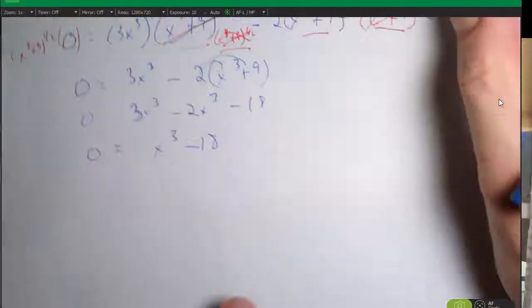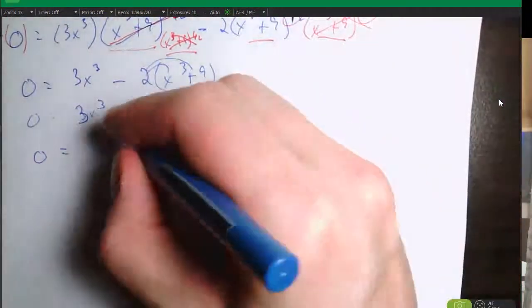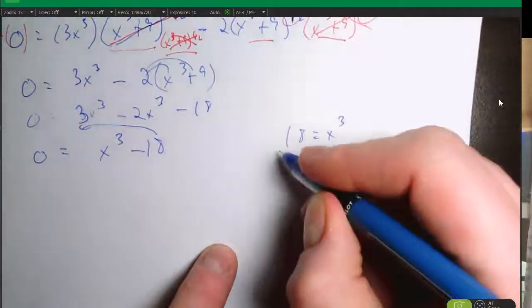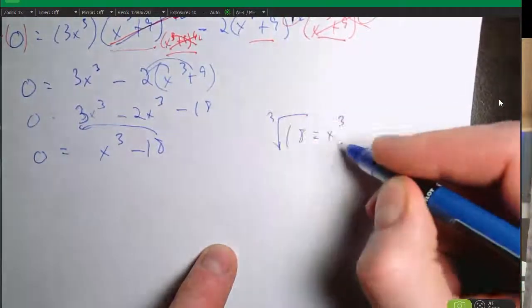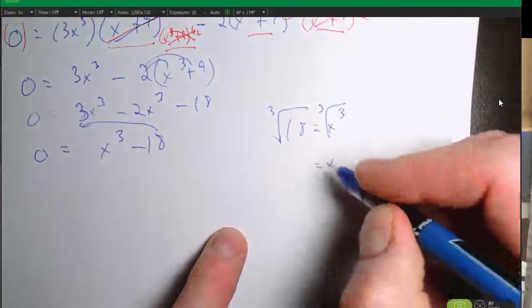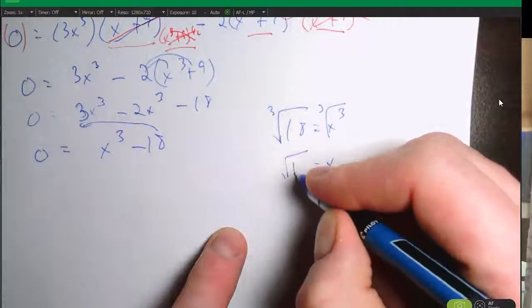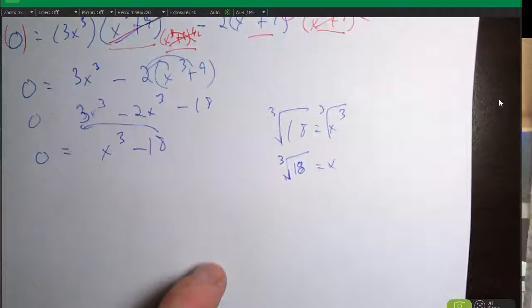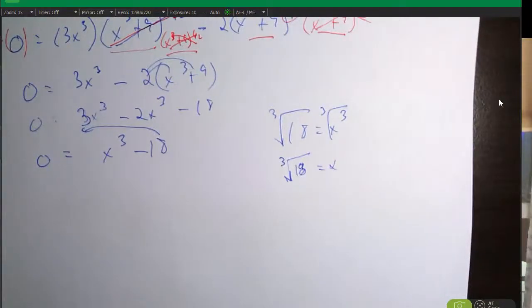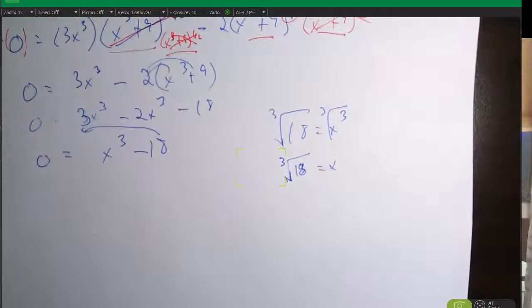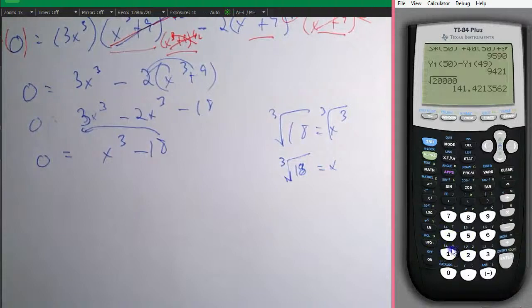And now I'm running out of space. I'm just going to sneak it over here. Move the 18 over to the opposite side. 18 equals x cubed. Take the cube root to solve. That's the exact answer. If you want an approximate answer, you can throw it in your graphing calculator. I would do this to the 1/3 power on the calculator. Again, I don't know why it's not so blurry today. 18 to the 1/3.